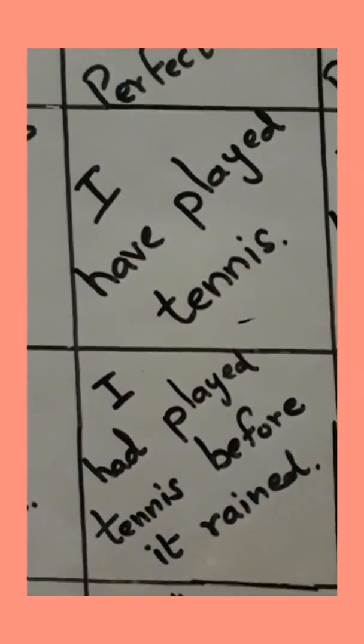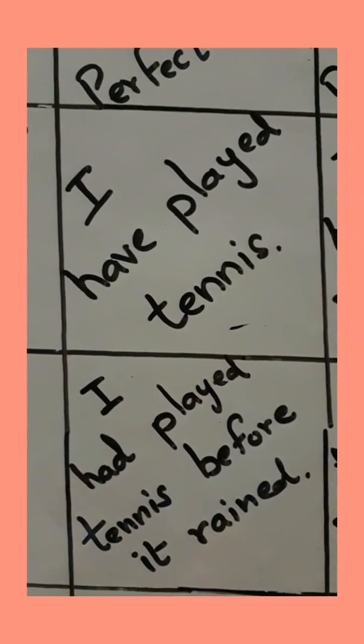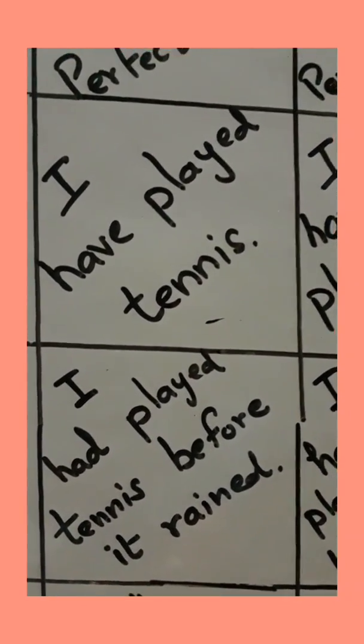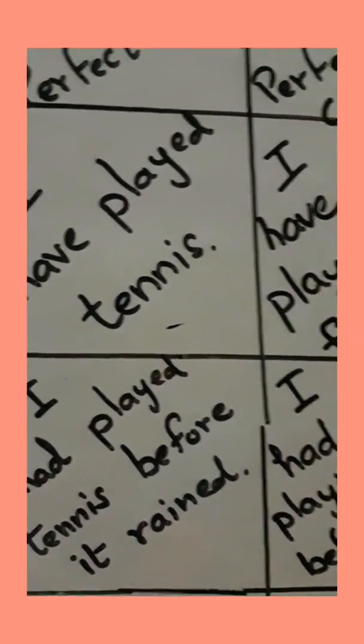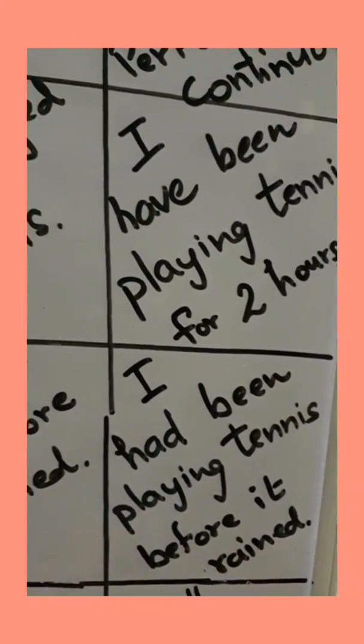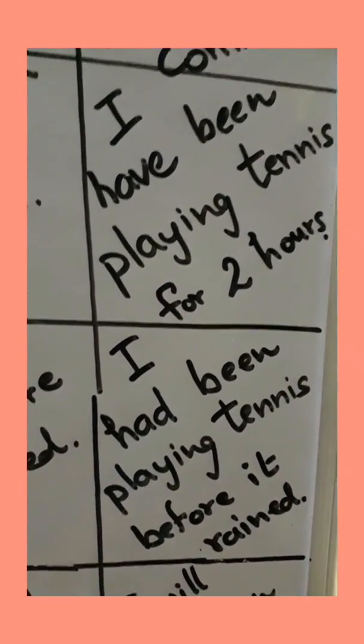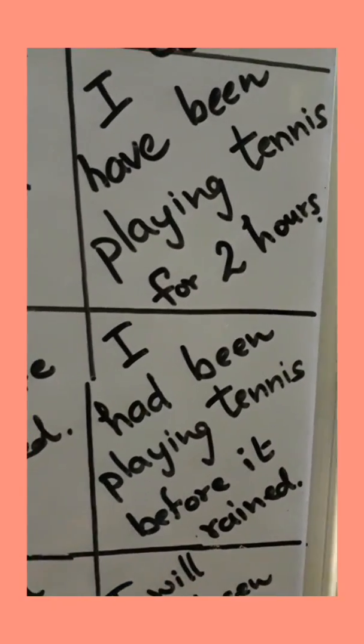Past perfect, I had played tennis before it rained. Here we see an action that happened before another action. And past perfect continuous, I had been playing tennis before it rained. An action that had been happening before another action.